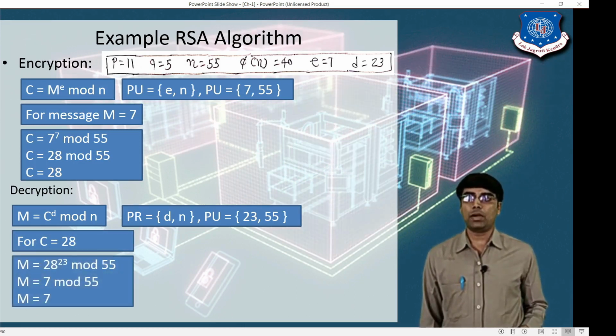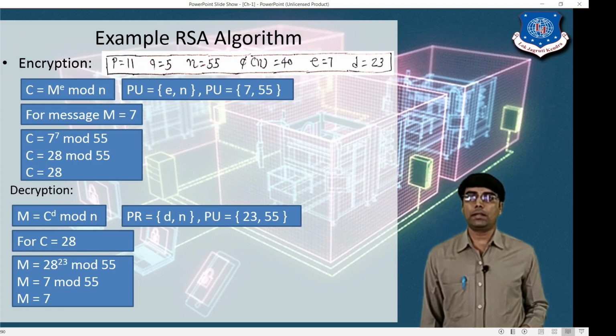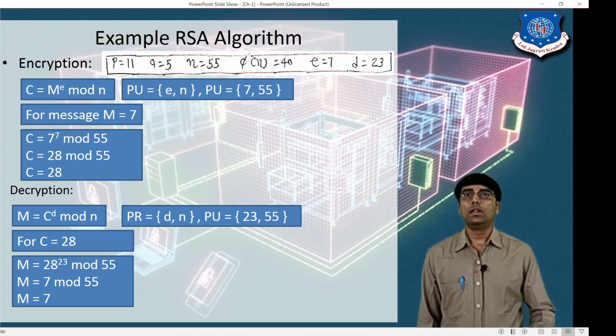So our ciphertext is 28. So 28 raised to 23 mod 55. Now we do the calculation of 28 raised to 23. You will get 7. So our message is 7. So now you get the original value, which is 7.